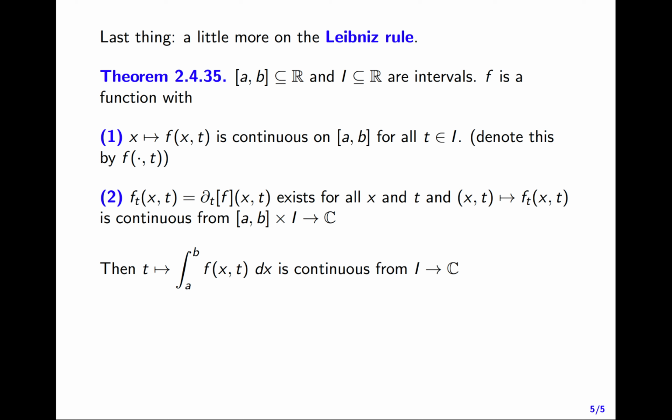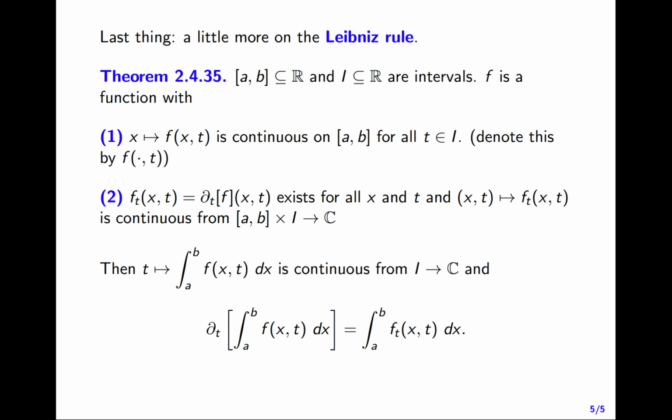Then the mapping that sends t to the integral from a to b of f(x,t) is continuous from the interval I into the complex plane. So look at this mapping. I have my function f(x,t) in the integrand. I'm integrating with respect to x. You fix a t and I integrate with respect to x over the interval [a,b]. I can totally do that because f is continuous in the x variable from part 1. And so I've assigned a mapping that sends a number t to this t-dependent integral.